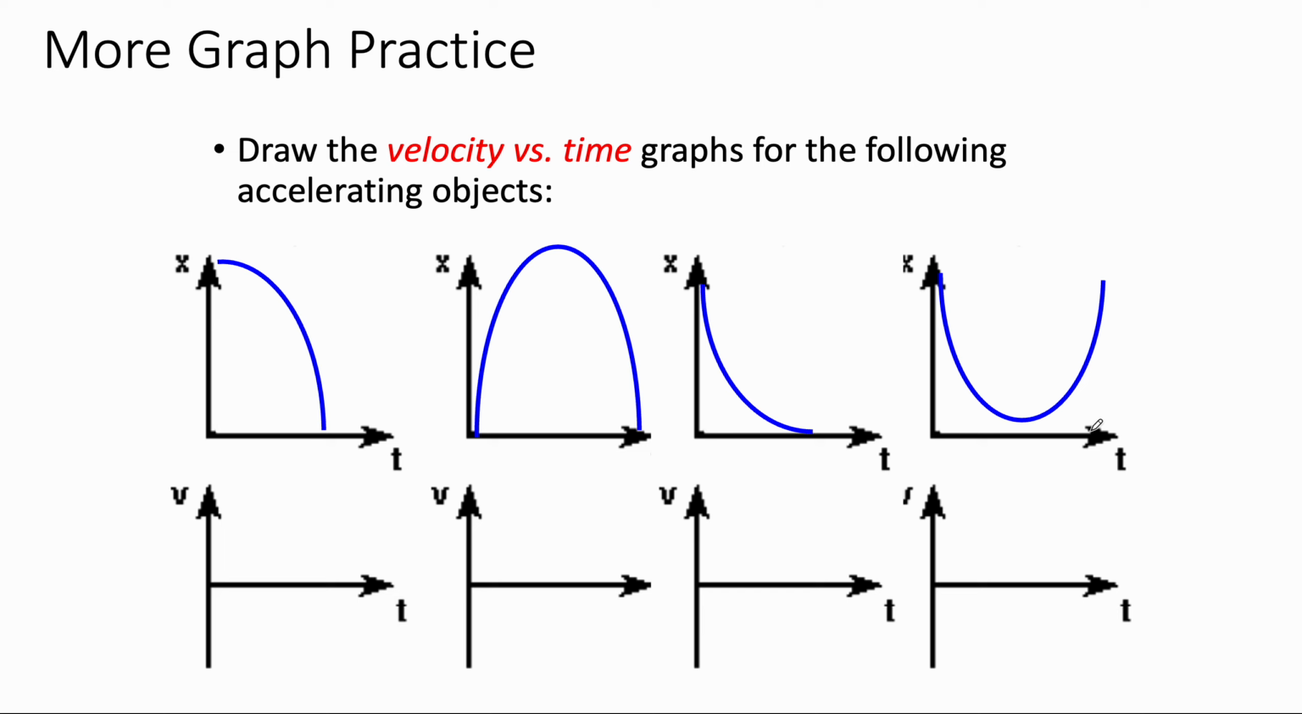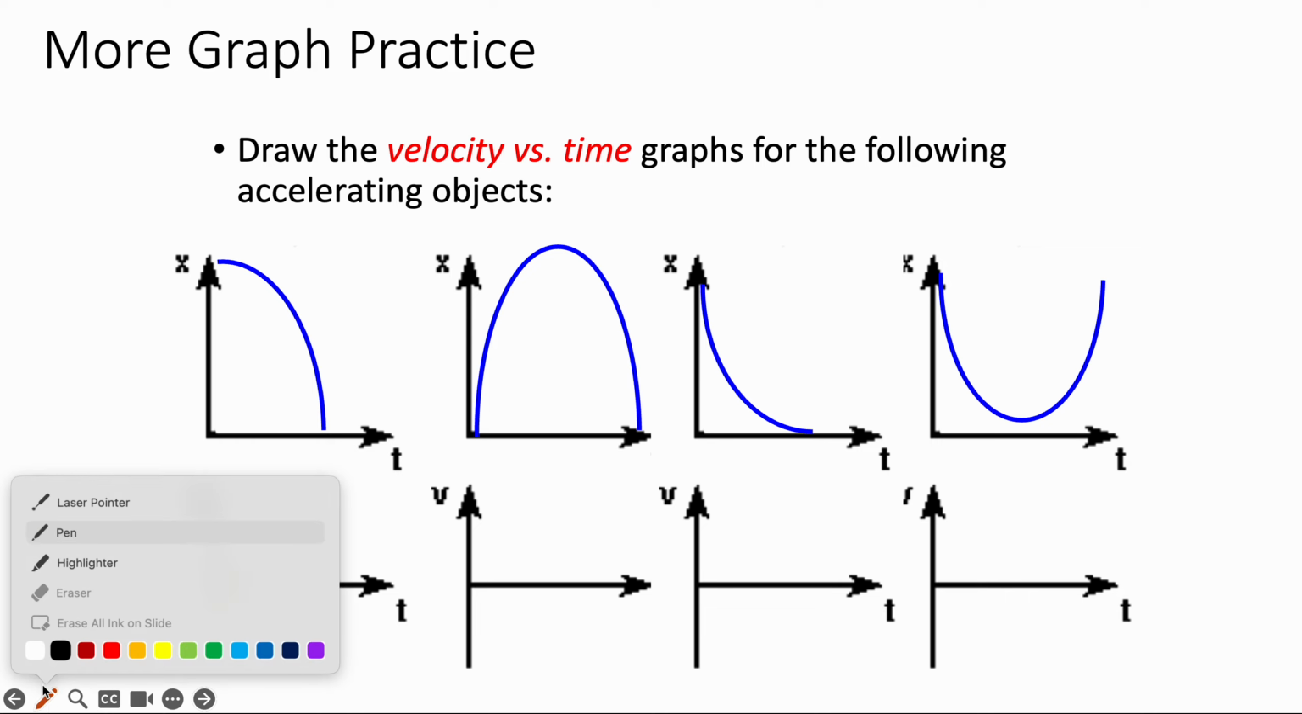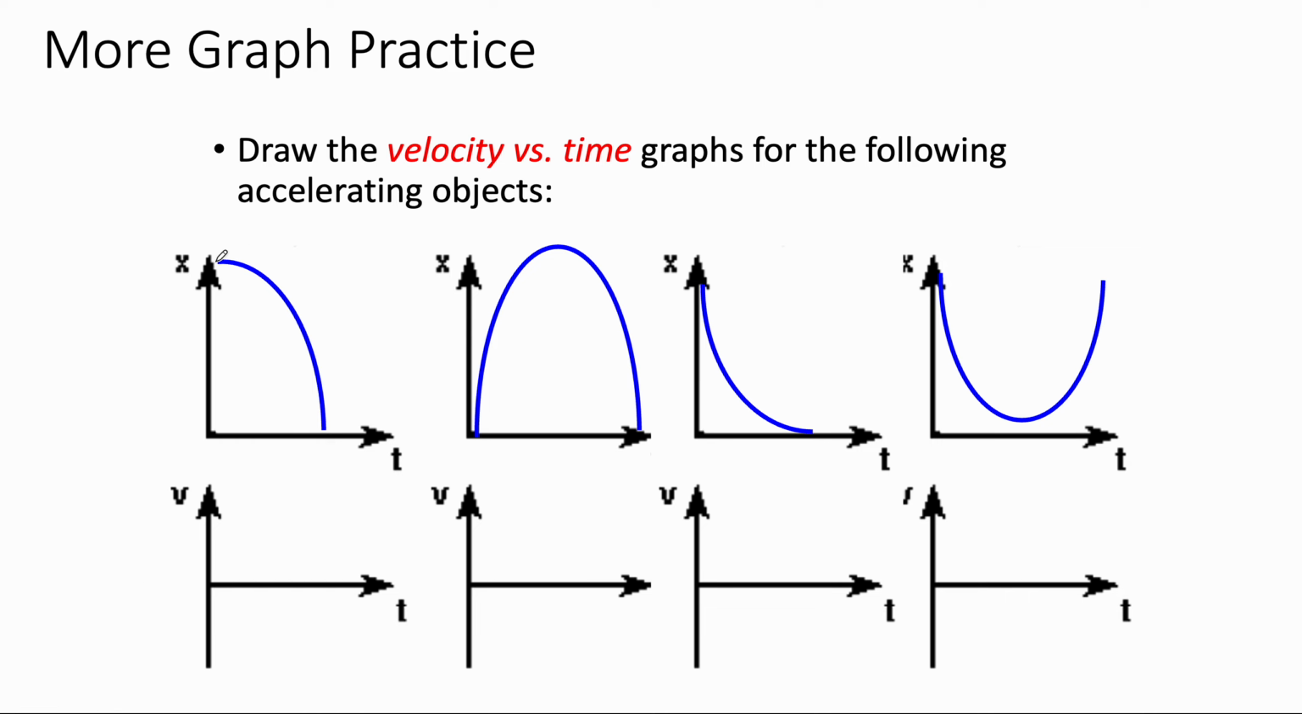Take a look at these. We need to draw the velocity versus time. These are actually pretty friendly. Slope is 0, means velocity is 0. Slope becomes more and more negative, which means my velocity becomes more and more negative. This one, slope is large and positive, which means my velocity starts out large and positive, and then it becomes less and less till it reaches the slope of 0 here.